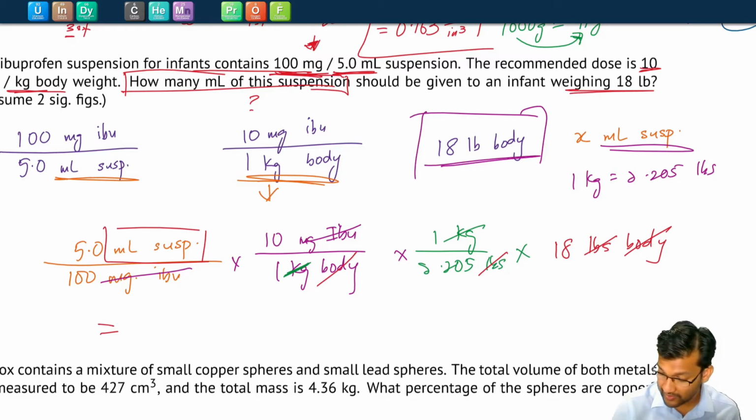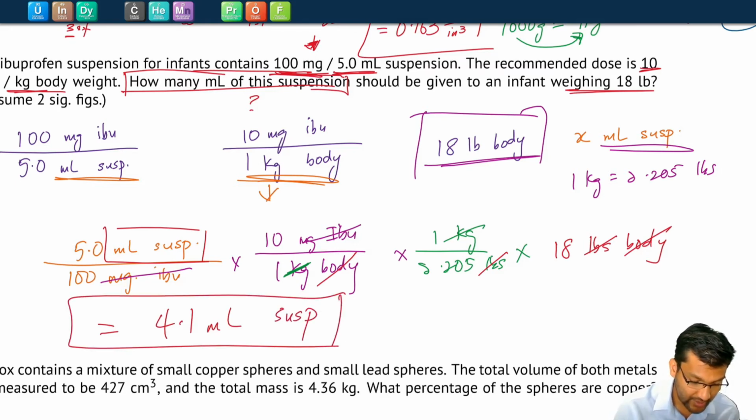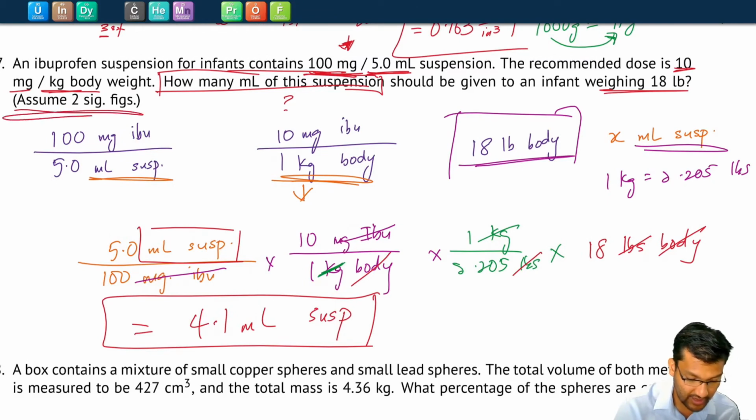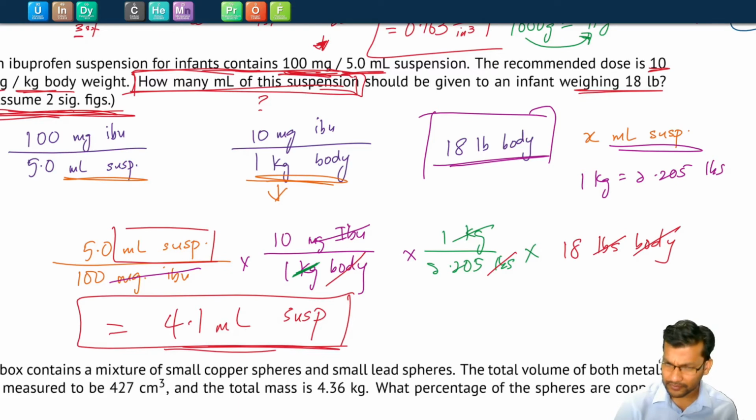So if we just plug this into our calculator, we get 4.1 milliliters of suspension. There we go. We didn't have to think about significant figures because the question tells us to assume 2 significant figures. Okay, so we worked the problem out. We got units that make sense for what they're asking us. They're asking us for how many milliliters of suspension, and we found a number that's milliliters of suspension.